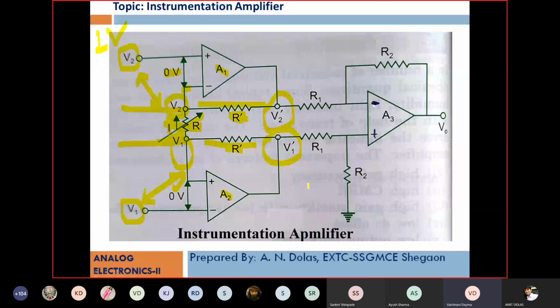0 volt. No. Any other answer? I will explain. I just need guesses from your side. Any other answer?